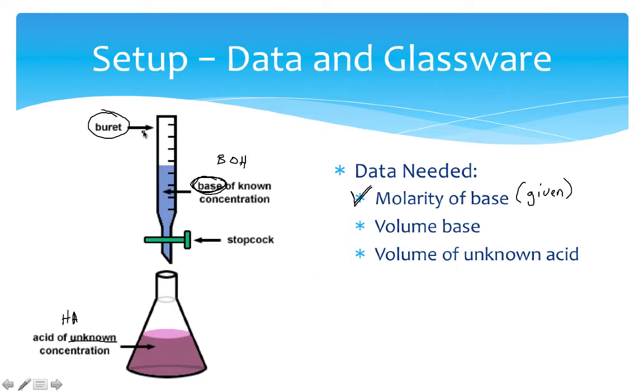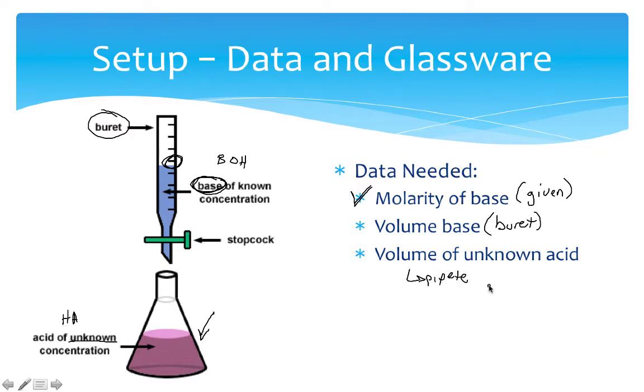The volume of the base is the job of the burette. As we dispense the liquid from the burette and it drips into the reaction down below, there are measuring markers here that we can use to measure this. So this is going to come from our burette. And finally, the volume of the unknown acid is whatever we place down in here, and this is usually going to be measured using something known as a pipette.